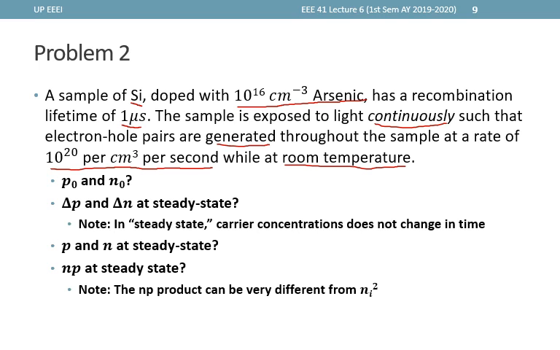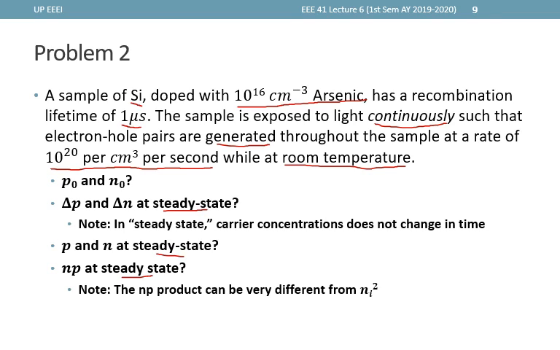So the questions are, what are P naught and N naught? What are delta P and delta N at steady state? Note that at steady state, the carrier concentrations do not change anymore in time. We'll use that piece of information as we solve the problem. So third, what are the values of P and N still at steady state? And what is the value of the NP product at steady state?